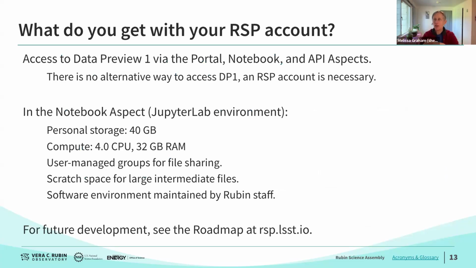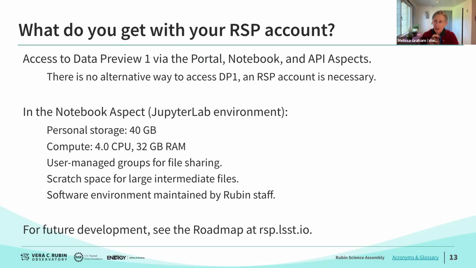All right, so you've successfully got a new RSP account. What are you getting with that? Right now, you're getting access to Data Preview 1 and Data Preview 0, which we're not talking at all about today, but it is our earlier data release that was simulated. So Data Preview 0 simulated, Data Preview 1 real. You're going to hear all about what's in Data Preview 1 in the next session.